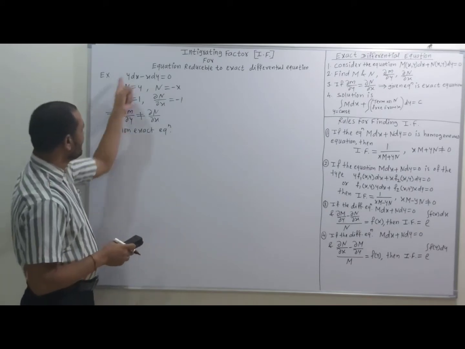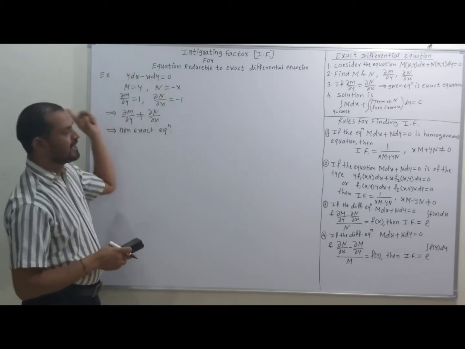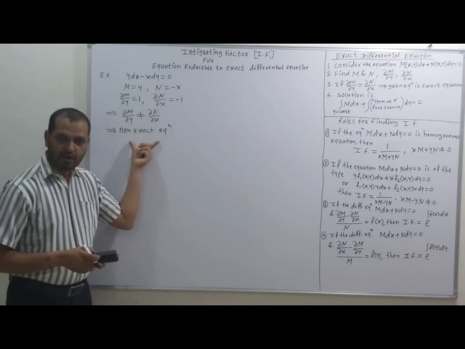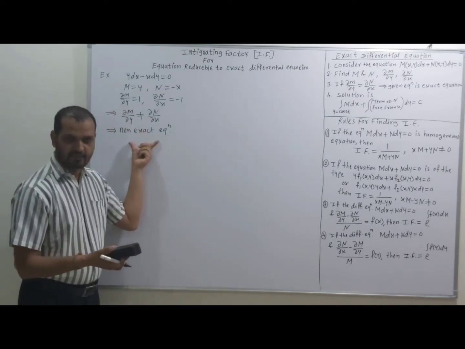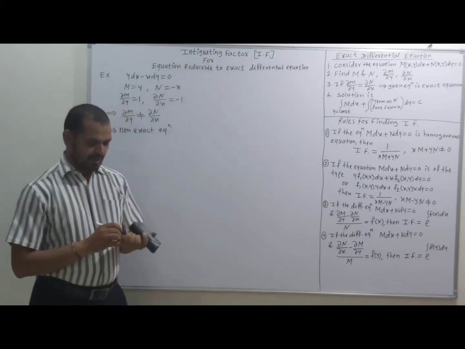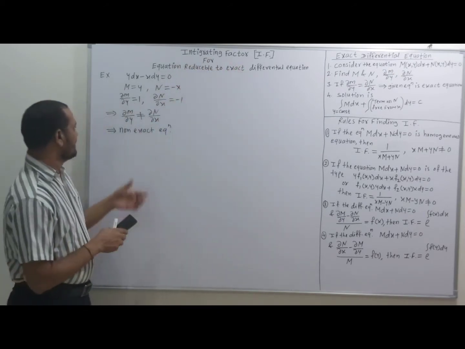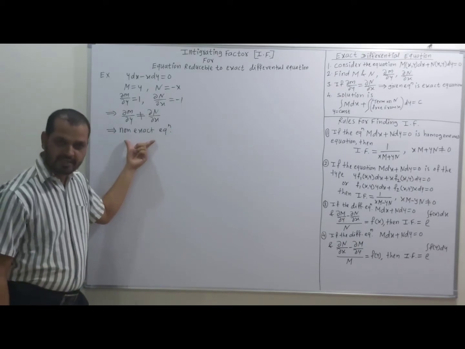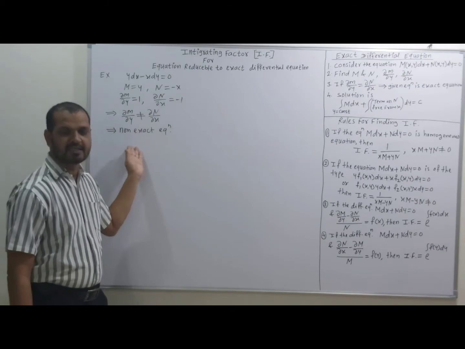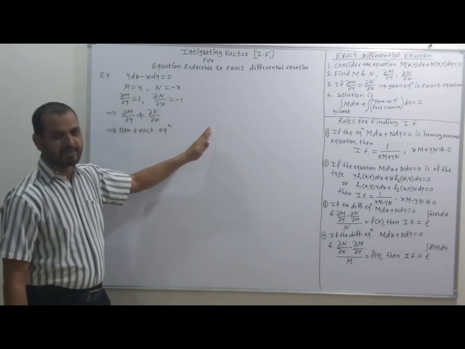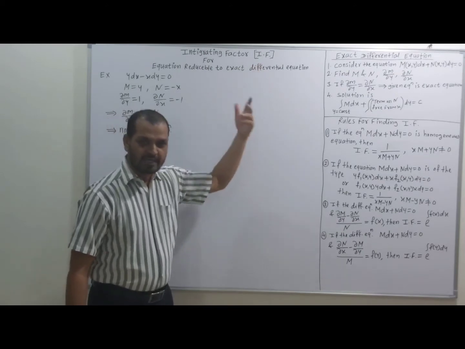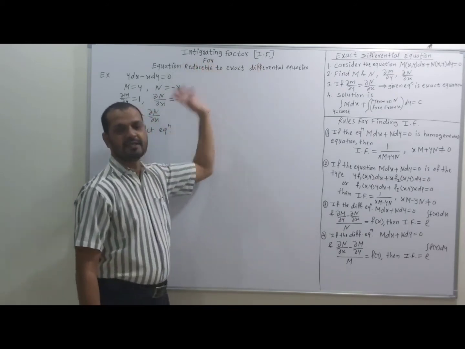For solving such an example, we require some integrating factor. For converting a non-exact equation to an exact equation, that concept is called an integrating factor. That means sometimes when the given example is non-exact, then for converting this non-exact example to an exact form, we require some multiplying factor, and that multiplying factor is called an integrating factor.